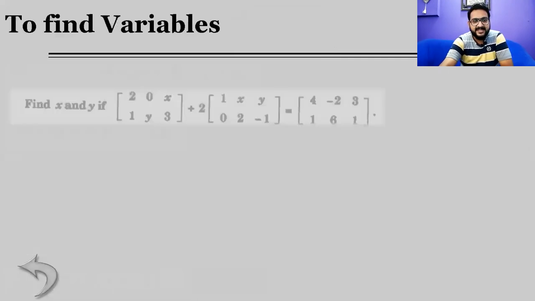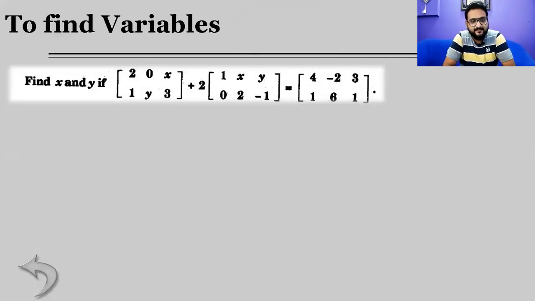So the next equation is this. Find x and y if the value... there's no a, no b, no c. Okay, there's no a, no b, no c. But you have to consider this. I have to discuss that thing.